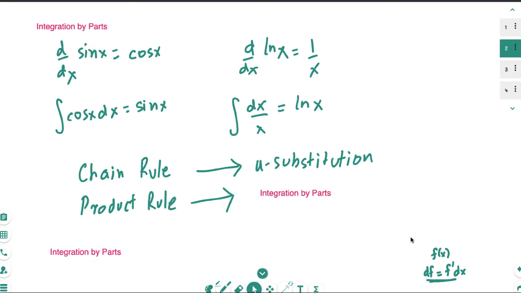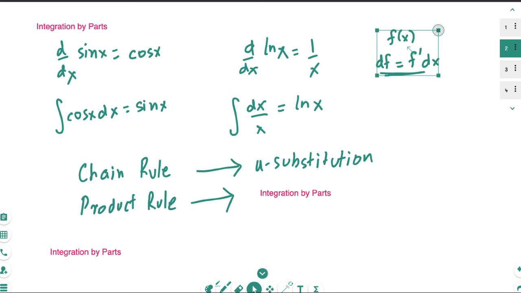Before I start the derivation for the formula of integration by parts, let's review a little bit about differentials. If I have a function f of x, its differential is given by f prime of x dx. We will keep this in mind when doing the derivation.